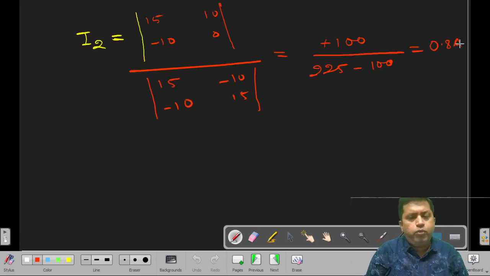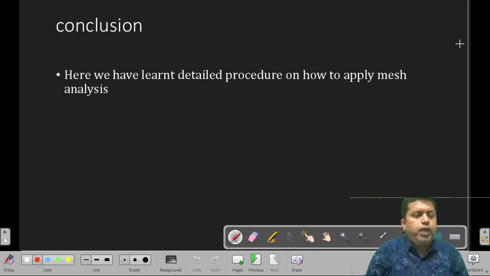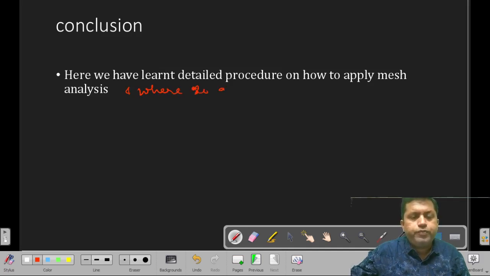Okay, so clear up to this point. Let us see what we have learned today. Here we have learned the detailed procedure on how to apply mesh analysis and where to apply mesh analysis. We have also learned Cramer's rule. So with that I will conclude this session.